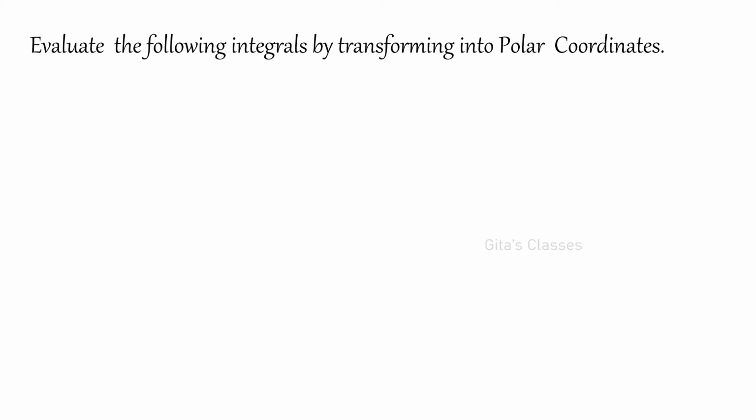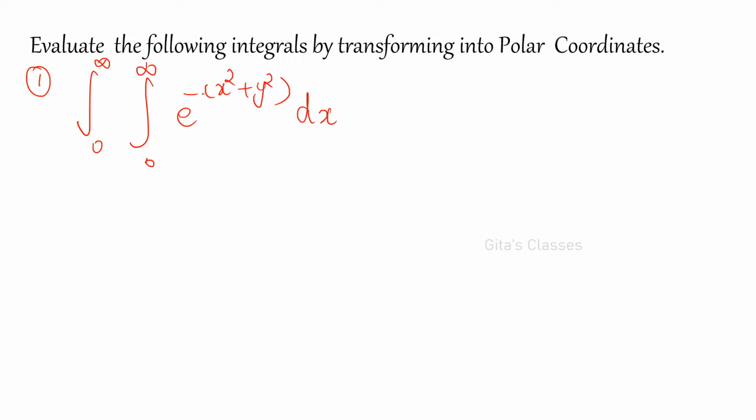Evaluate the following integrals by transforming into polar coordinates. First question: integral 0 to infinity, integral 0 to infinity of e power minus of x squared plus y squared, whether it is dx dy or dy dx, anything is okay because both the limits are the same, 0 to infinity. So whether you write dx dy or dy dx, it doesn't matter. Let us take this integral as I is equal to the integral 0 to infinity e power minus x squared plus y squared dx dy.